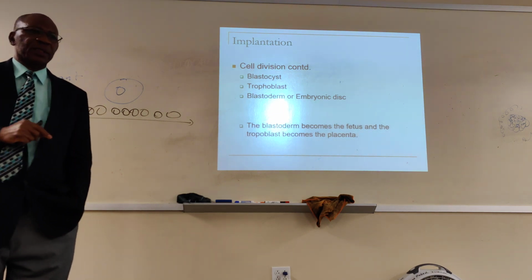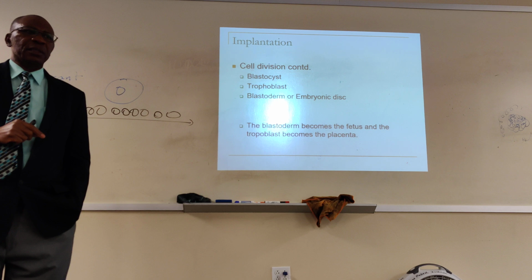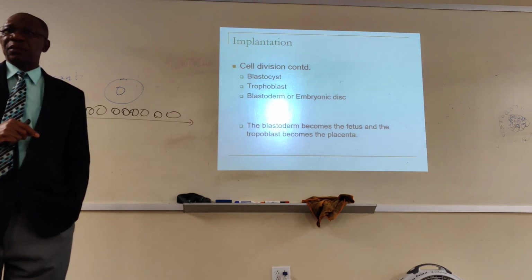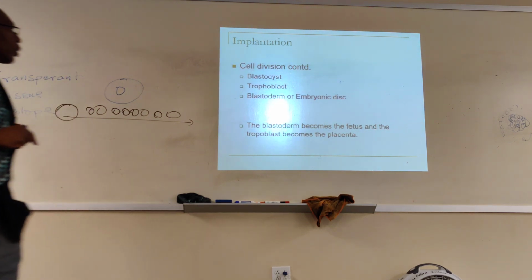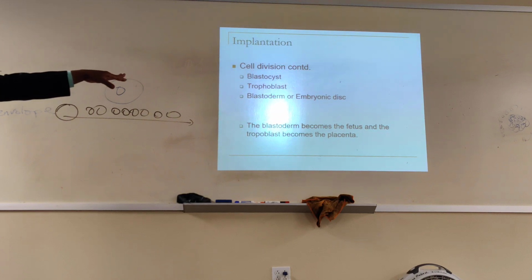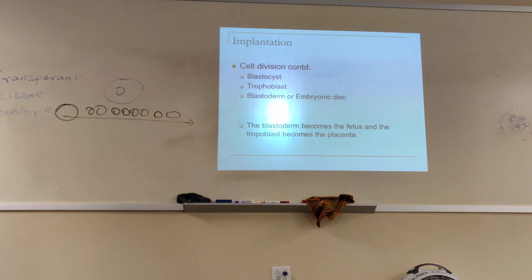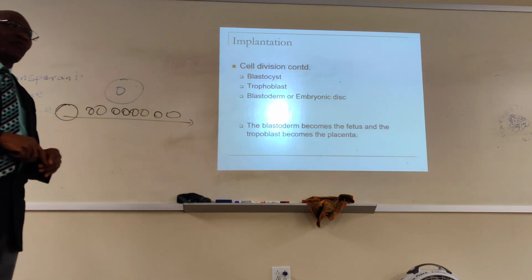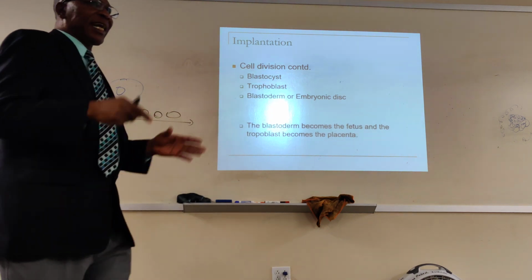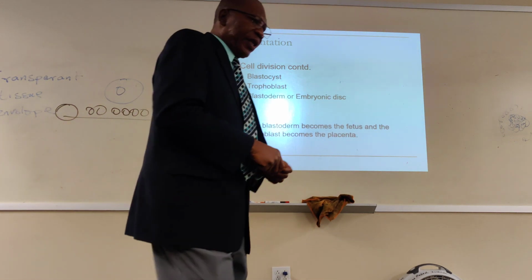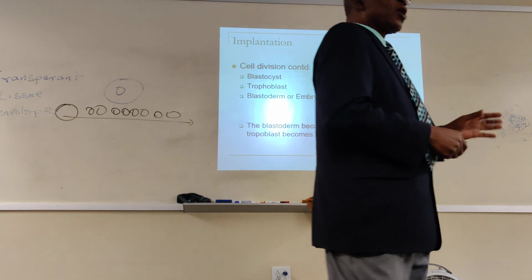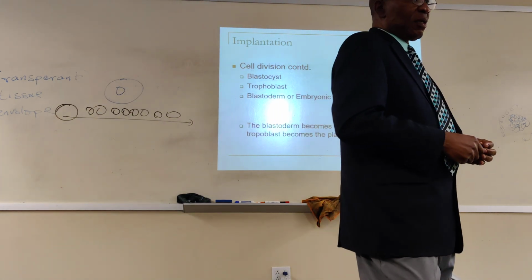At this point, the developing organism is called the blastocyst. Blastocyst. So when you have the fluid forming around the morula and a cavity forms in the center of it, it is called the blastocyst.